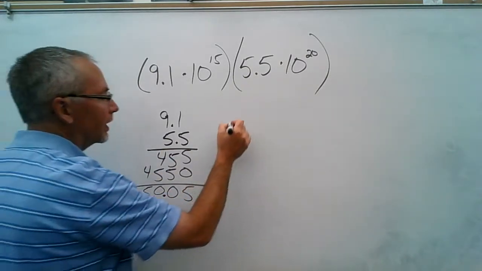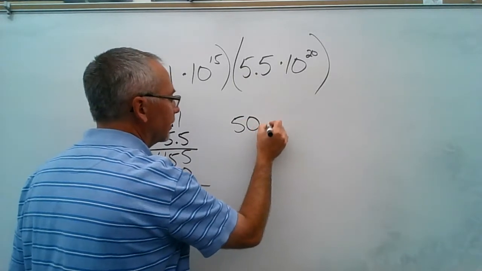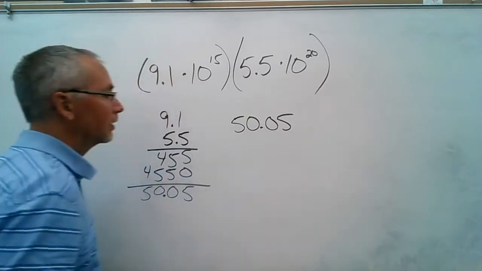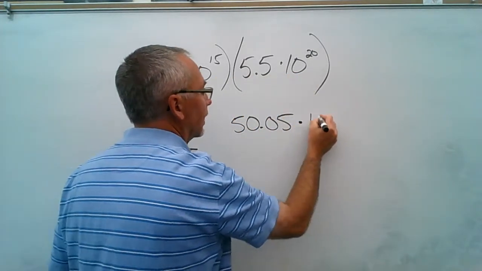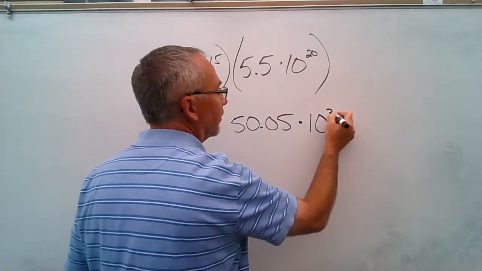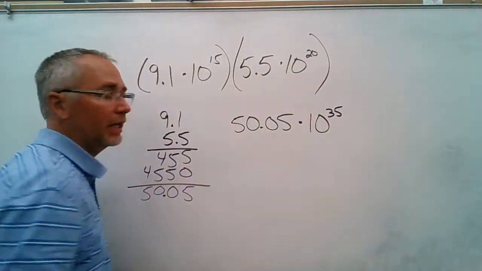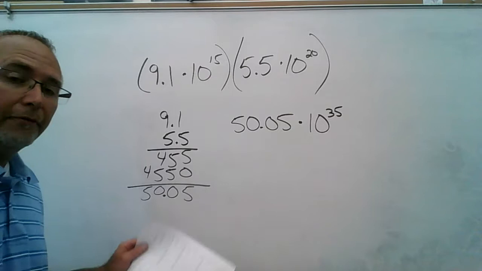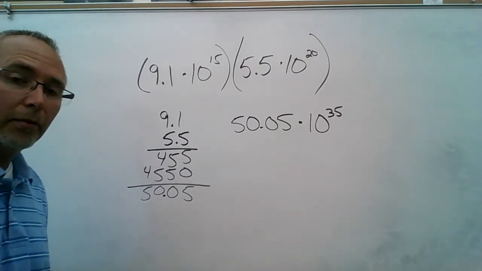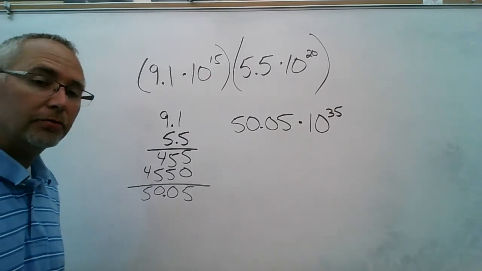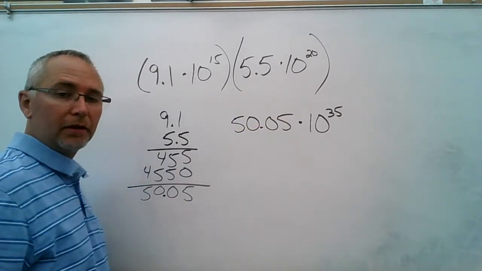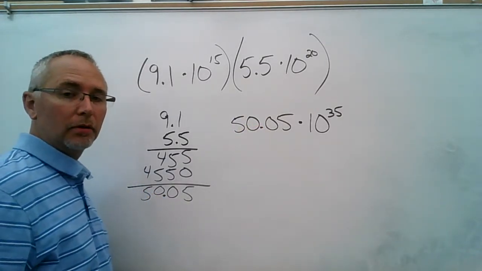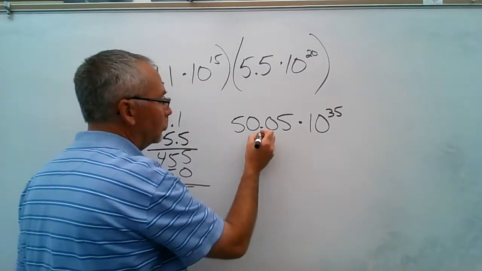And now here's my number, 50 and 5/100. Then I'm going to bring out and I'm going to multiply times 10 to the 35 because I add the 15 and the 20. That's a huge number, isn't it? But if you notice, there's something wrong with my problem. Do you know what's wrong with my problem? I have more than one number to the left of the decimal. So I'm going to have to move that over.